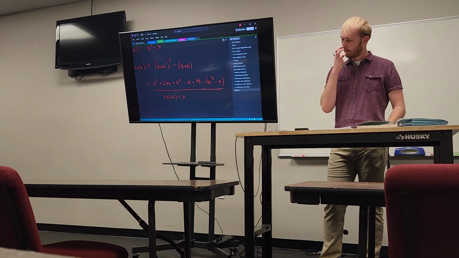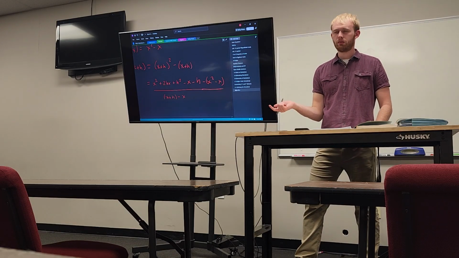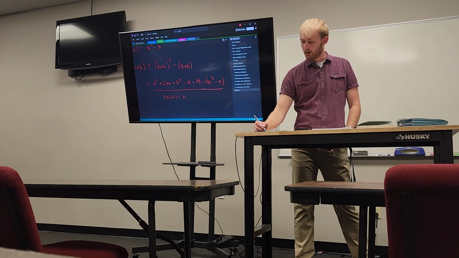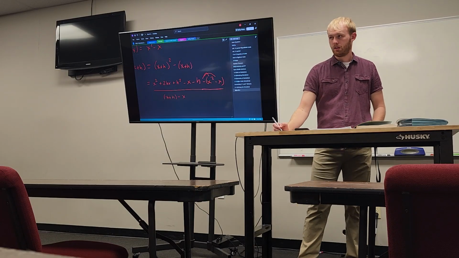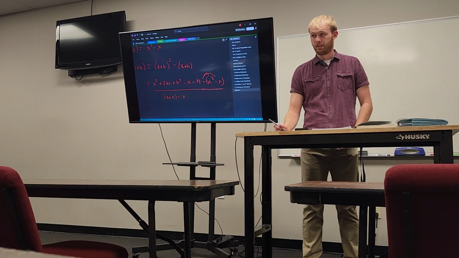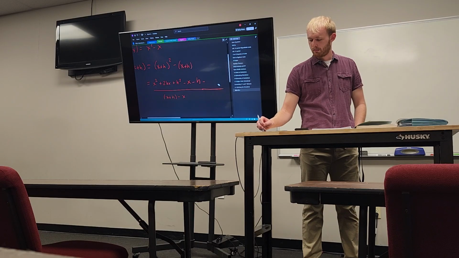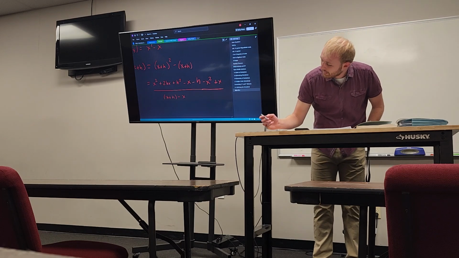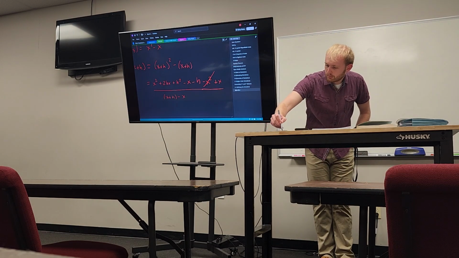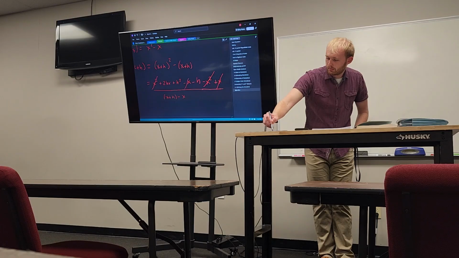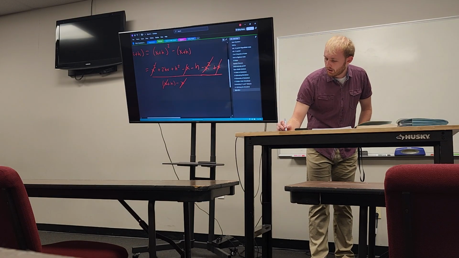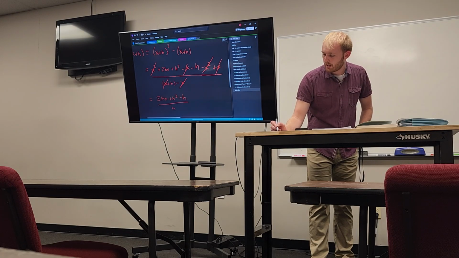Gotta subtract f of x. You good with that, Michael? Yeah. Okay, then we also have to distribute this negative too. It'd be negative x squared plus x. So I'll just rewrite that. Minus x squared plus x. So then what cancels? The x squared, and also on the bottom, the x's. So then we have 2hx plus h squared minus h over h.